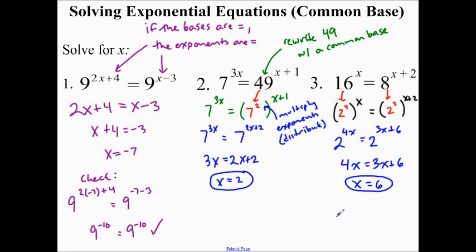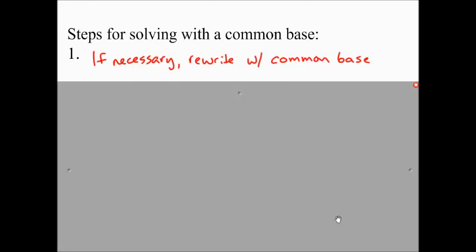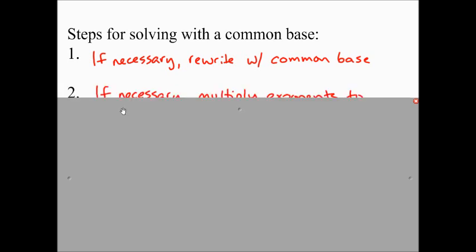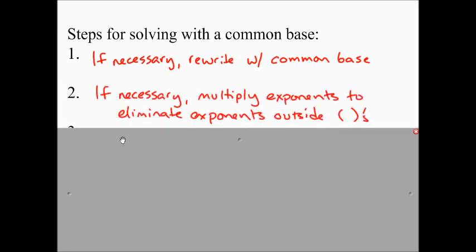All right, let's jot down our steps, because sometimes it's handy for students to have the steps available to them in terms of what we do. First step, if necessary, and it wasn't in our first example, it was in our second and third examples, you're going to rewrite with a common base. It's usually a small number, like a 2 or a 3, but sometimes it's a 7. Next step, if necessary, multiply the exponents to eliminate the outside parentheses. That's what we did in our previous couple examples.